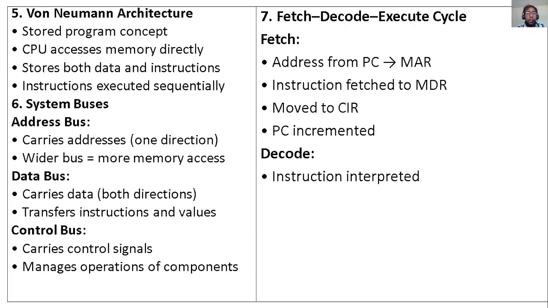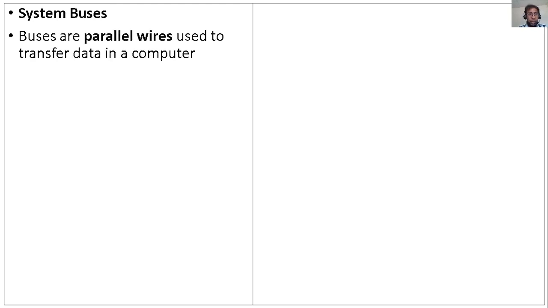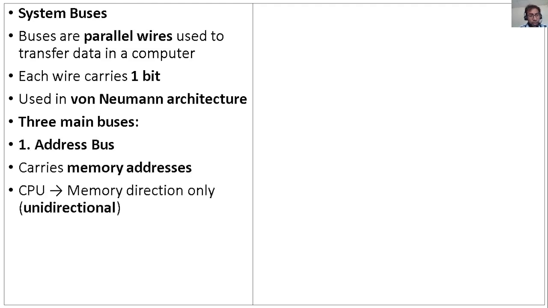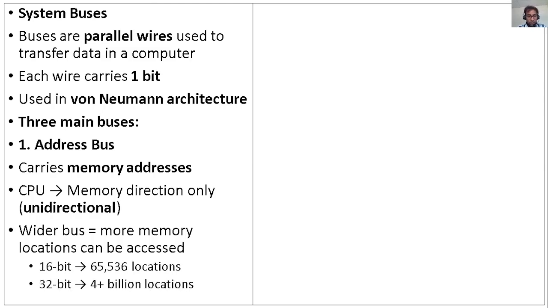Okay, let's do the buses, and then I will explain this whole architecture with the initial diagram that we saw. Buses are parallel wires used to transfer data in a computer. Each wire carries one bit. It is used in the von Neumann architecture. Three main buses: the address bus carries memory addresses. It is unidirectional, CPU to memory direction only. A wider bus means more memory locations can be accessed.